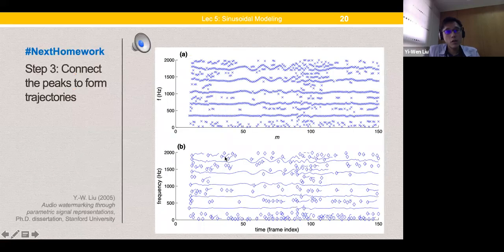Now here is an example of tracking the peaks as the music proceeds. Okay, so let's listen to the sound file first.